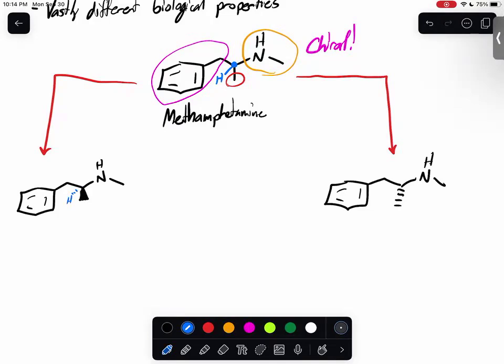Nitrogen would be number one in priority because it has the highest atomic number. Then that carbon chain is bigger than CH3. And then, of course, the hydrogen is in the back. Looking at that rotation, we see that's counterclockwise. So this is S methamphetamine.